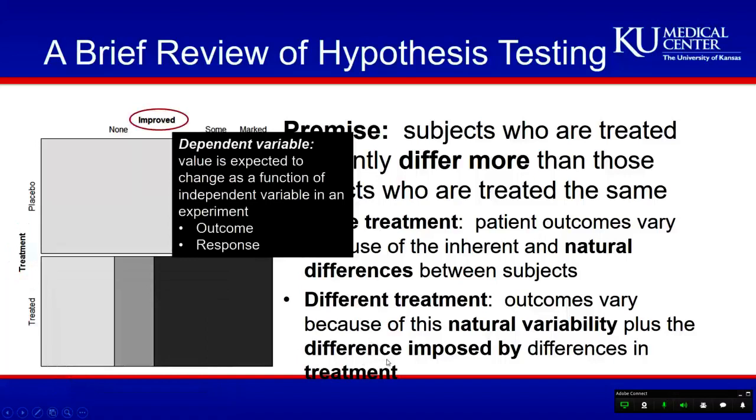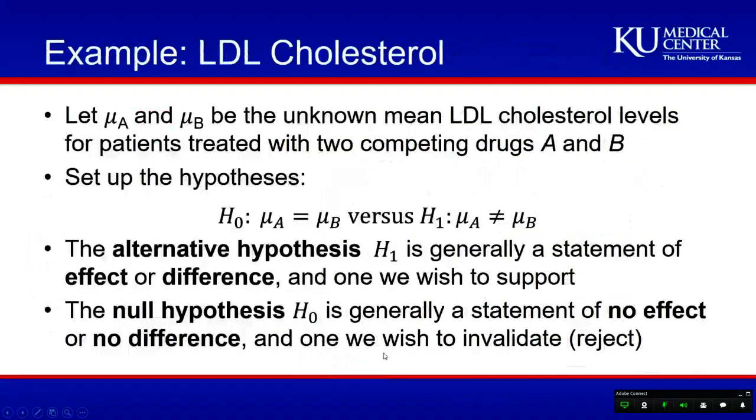And then the outcome is the dependent variable, and that's the value that's expected to change as a function of the independent variable. We often call this the response or the outcome, but I'm going to try to refer to it in terms of independent and dependent variable.